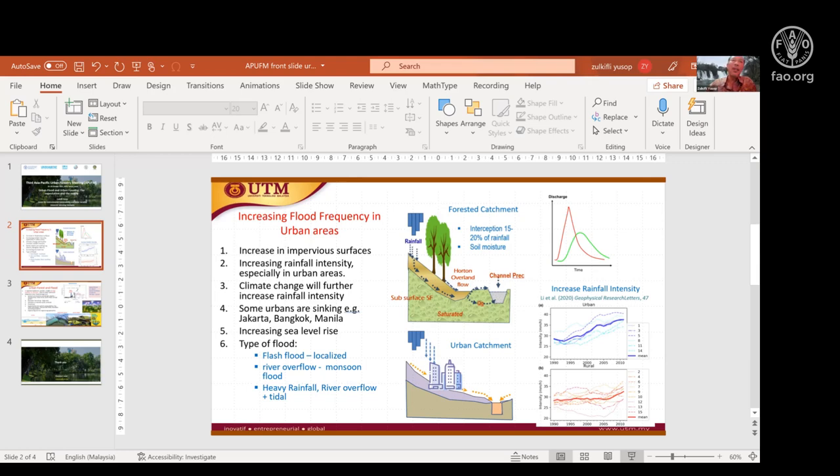So basically, as a conclusion, in order to make flood control effective in urban areas, we have to combine both engineering and non-engineering approaches, including the opportunity to introduce forestry in urban areas.